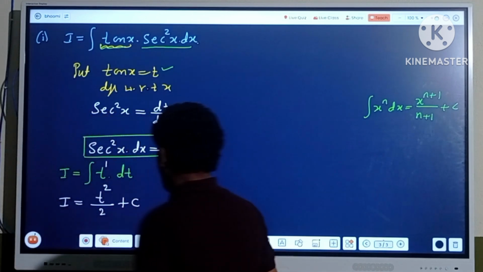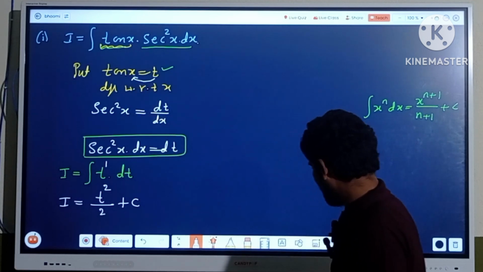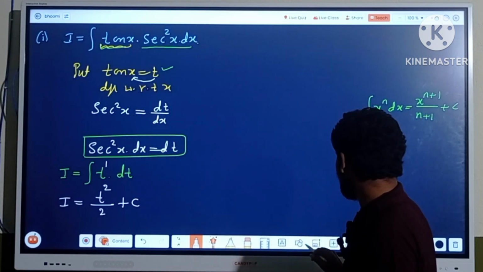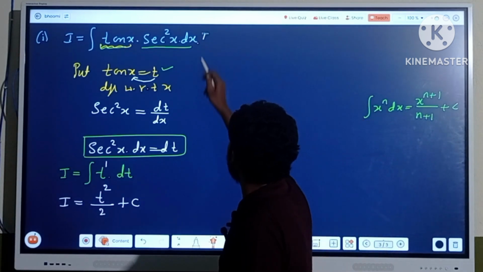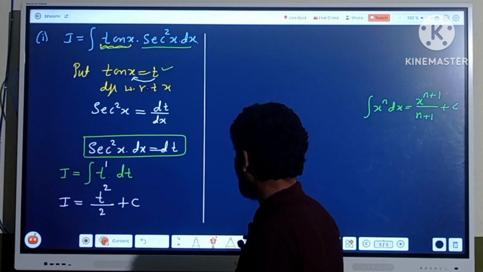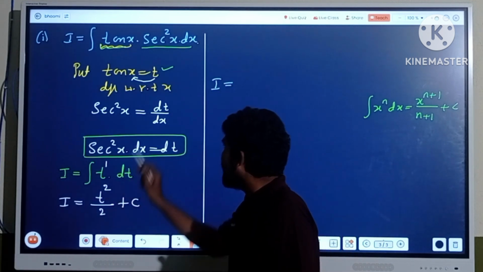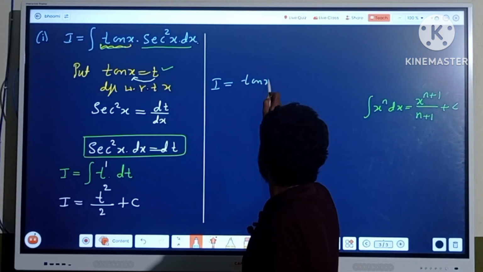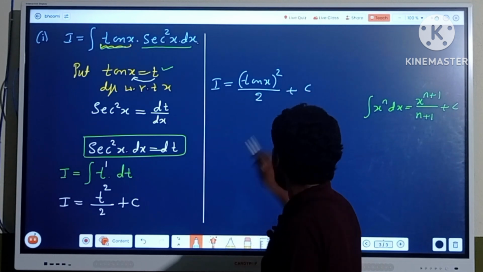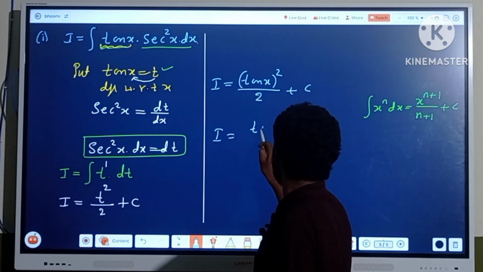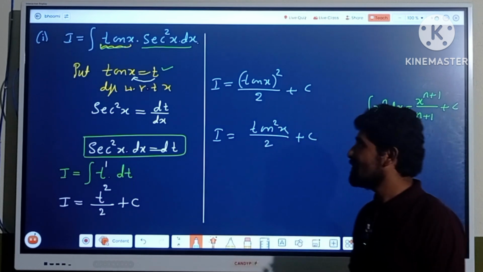And let's see what we substituted for t in the beginning. We substituted t as tan x. Therefore, in the answer also we need to replace t by tan x. So the final answer for the given integral problem is I equals t square, meaning tan x whole square, divided by 2 plus c, or it can also be expressed as I equals tan square x divided by 2 plus c. I hope all of you understood.